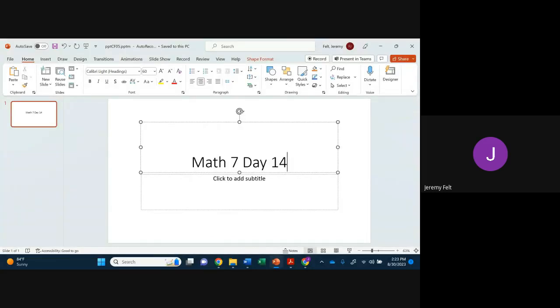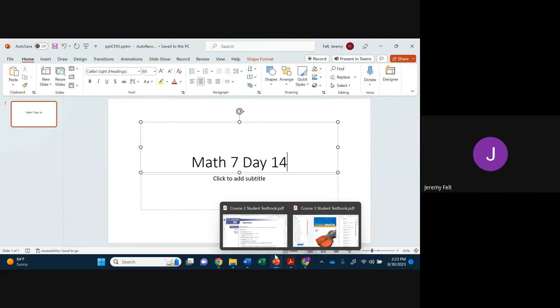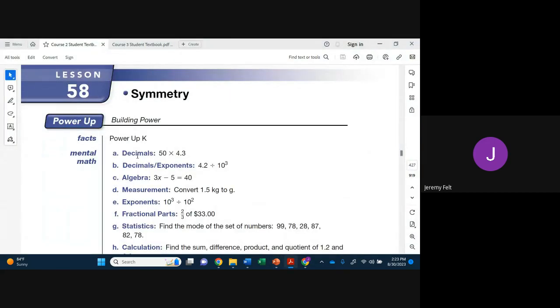All right, guys, we're looking at day 14 and we're doing lesson 58 today. So this one may be a little challenging just to do over the video, but we'll have some examples and we have videos we can watch on it in class. So we're looking at symmetry.